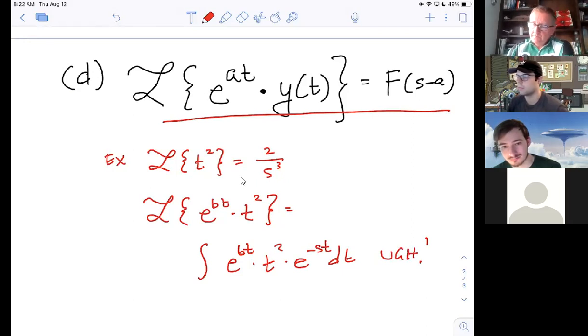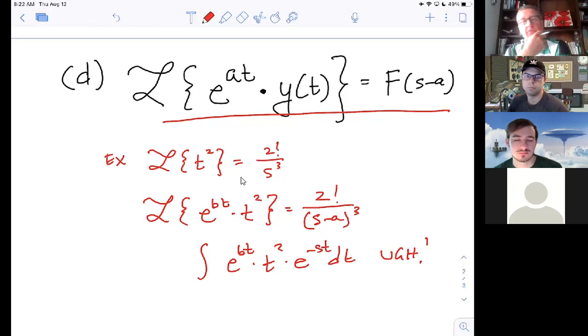Is it 2 factorial over s minus a cubed? Exactly. You replace s with s minus a. Any place you see s, you put s minus a instead. So I have s cubed, now it's s minus a cubed. And so yeah, 2 factorial. I guess I'll leave the factorial in it just because it kind of looks better. 2 factorial is 2 though, so it's kind of a weird one. So that means cool. So do you see the power of this?